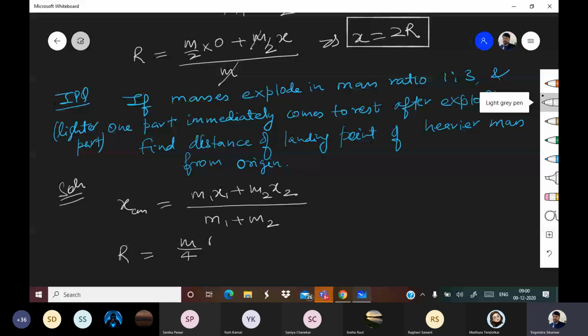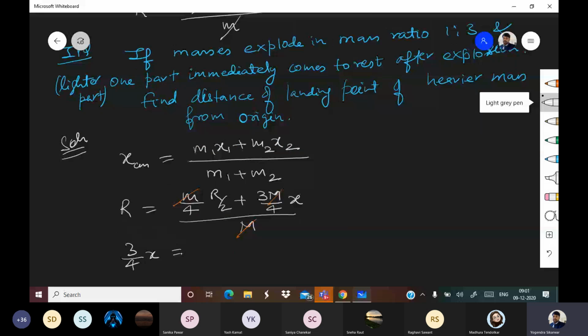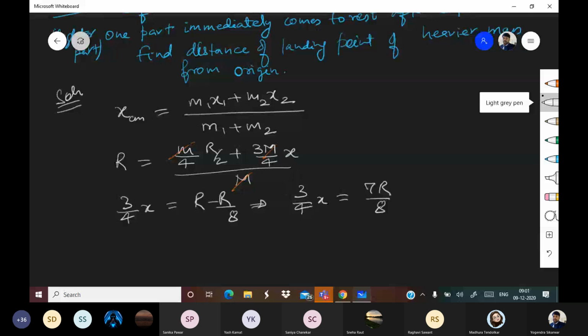So this will give us, after that, we can see that 3 by 4 x is equal to R minus R by 8. So 3 by 4 x is equal to 7R by 8. So it comes out to be 7R by 6.